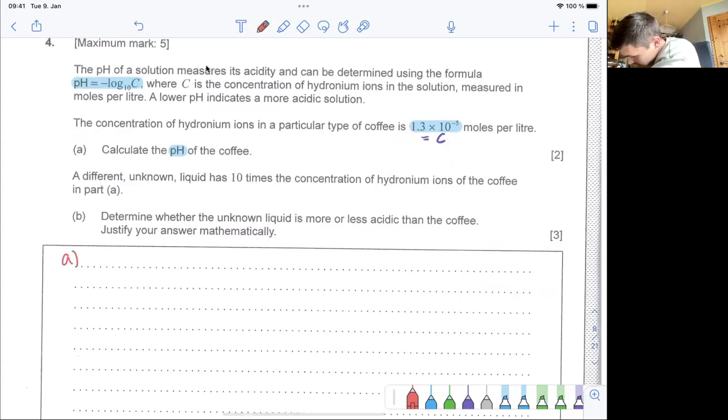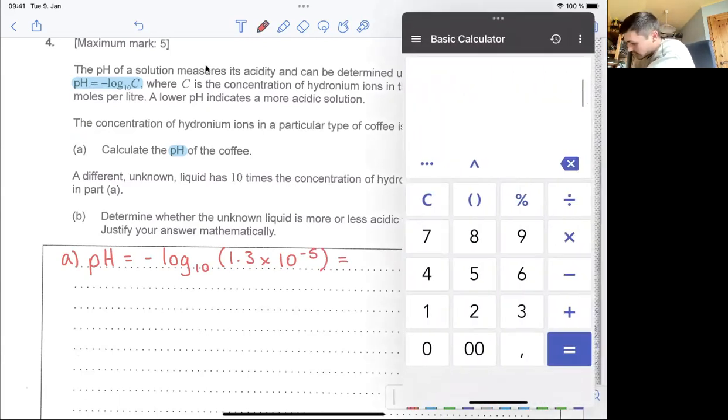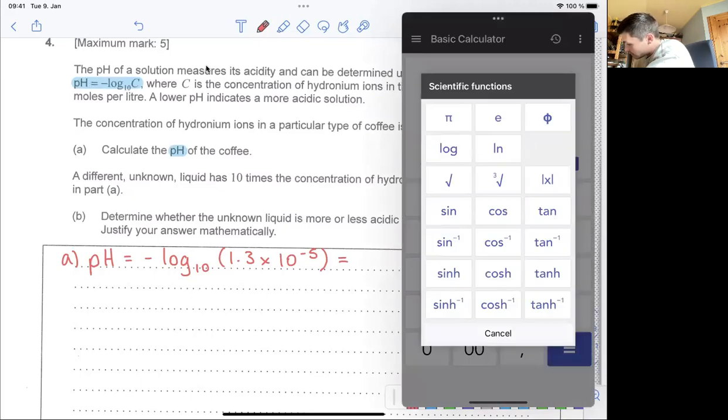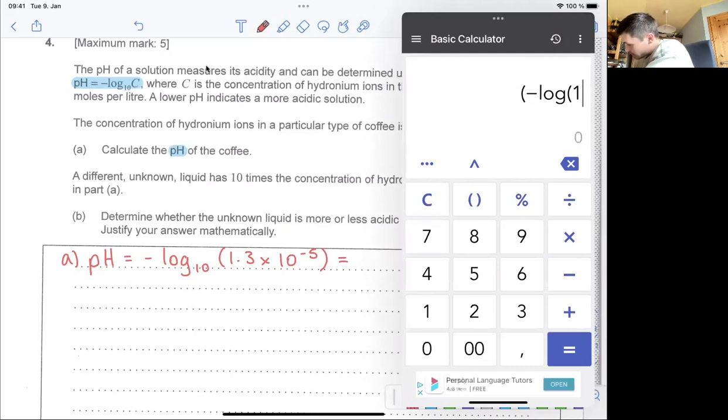So pH is going to equal negative log to the base 10 of 1.3 times 10 to the power of -5. Okay, let's find out what that is. I'll bring this over. Okay. Oh, whoops. Negative log of 1.3 times 10 to the power of -5.